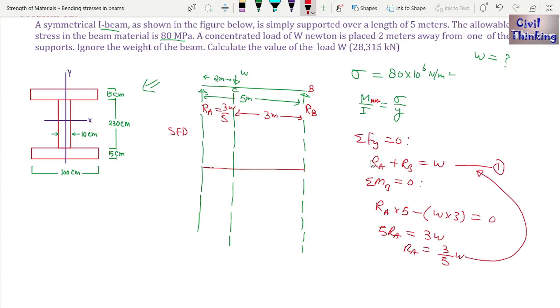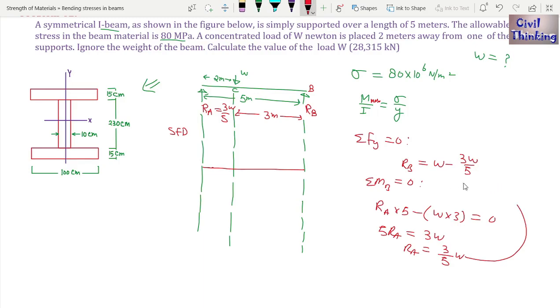When I put the value of RA here, 3 upon 5W plus RB equal to W, right? Now what is the value of RB? I will get this 3 by 5 to the right direction, 3W upon 5, right?